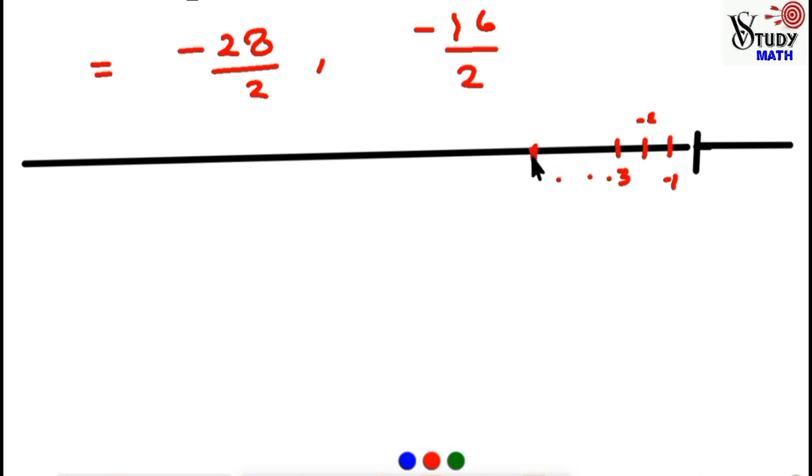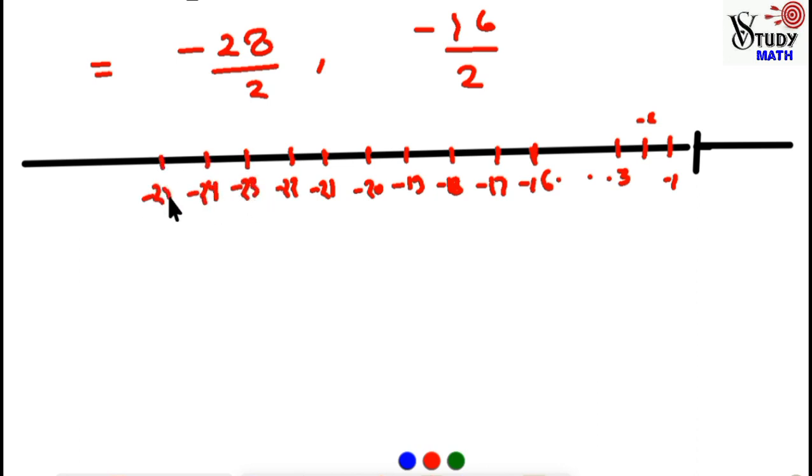Let's say negative 16 is here, negative 17 is here, negative 18 is here, negative 19 is here, negative 20 is here, negative 21 is here, negative 22 is here, negative 23 is here, negative 24 is here, negative 25 is here, negative 26 is here, negative 27 is here, and negative 28 is here. Now divide all the numbers by 2.